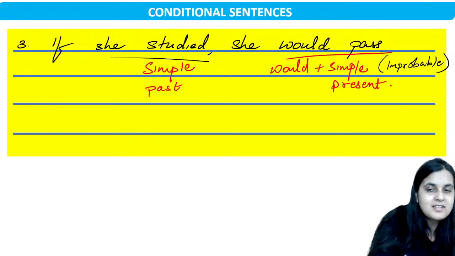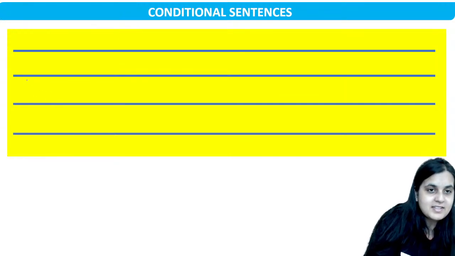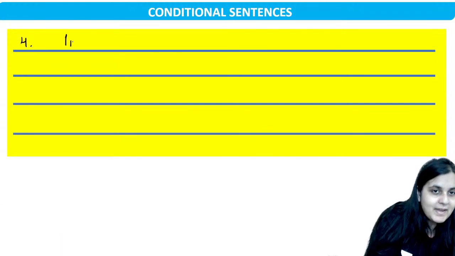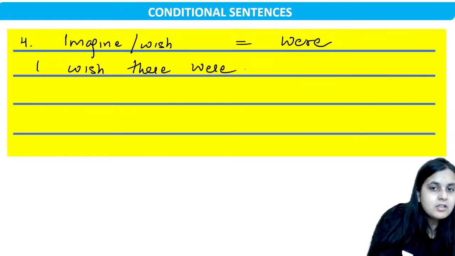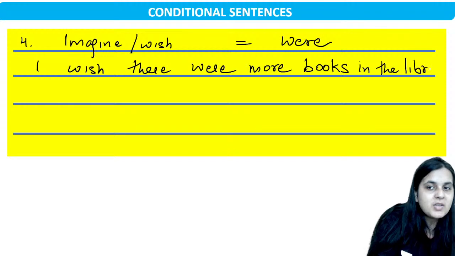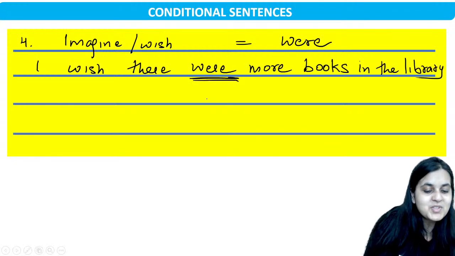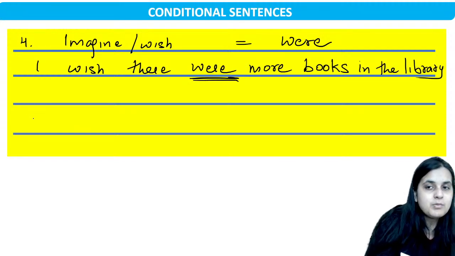Did all of you understand this? Come on, the last conditional sentence. This is again very crucial. Whenever you imagine or you wish, you will always use a past word. For example, I wish there were more books in the library. There were, whenever you imagine or whenever you use wish. Okay, I wish there were more books in the library.